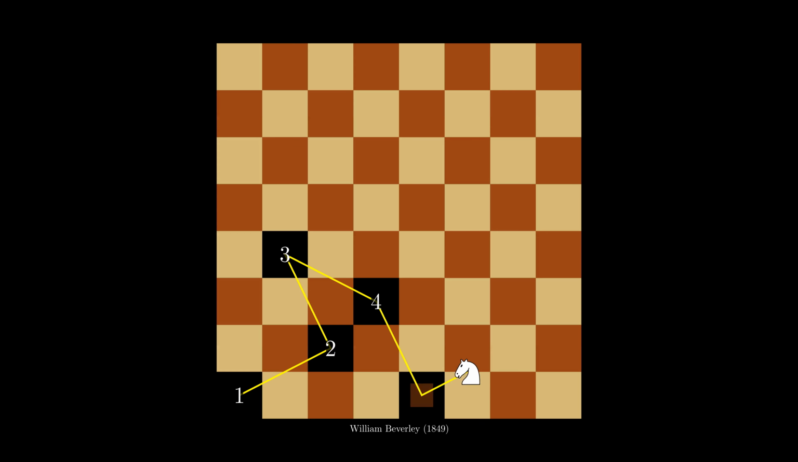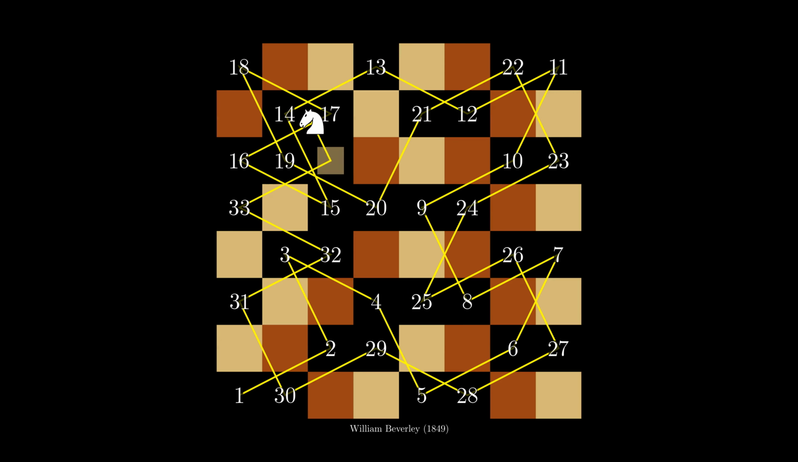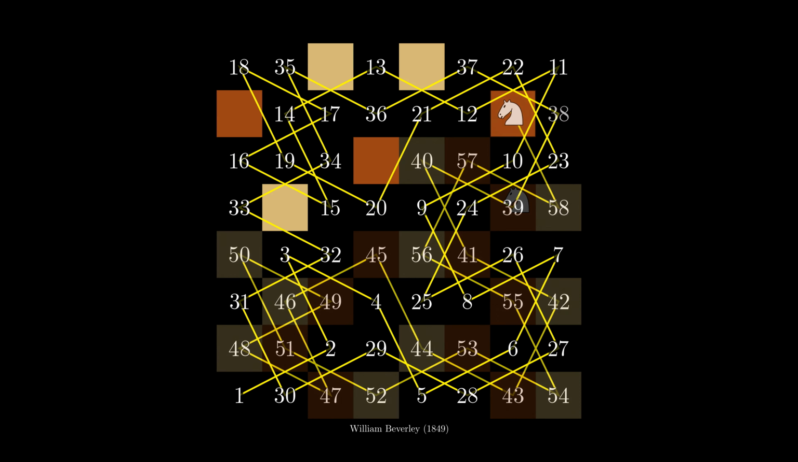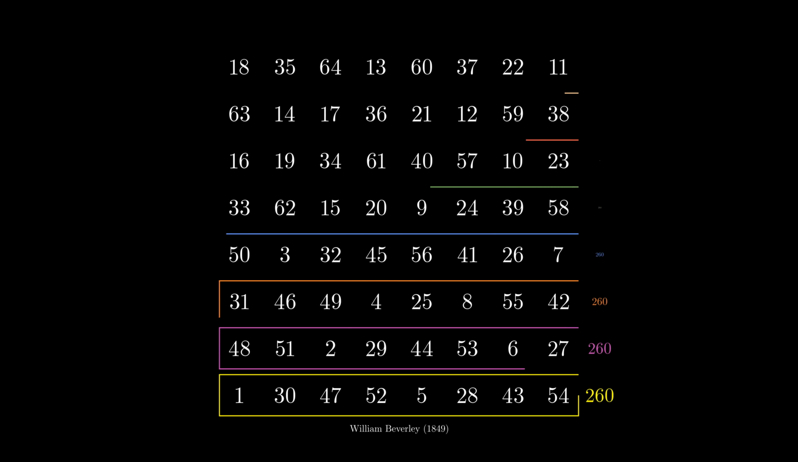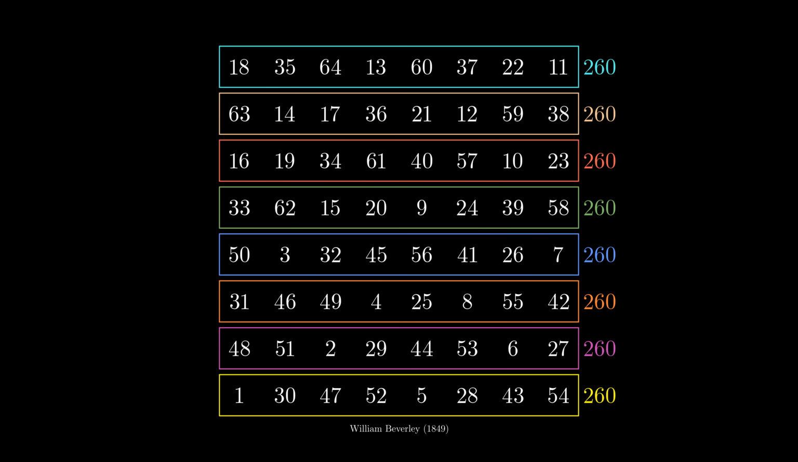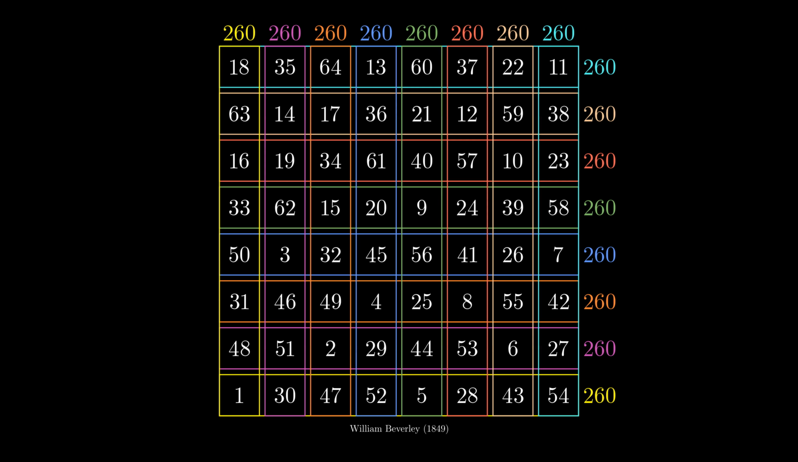A bit of street magic now. Let's number the squares in the order the knight visits them. Can we turn the result into a magic square? A semi-magic square is possible. Here's the animation. The sums of the numbers in each row equal 260, and the same holds for each column. It's only the diagonal sums that differ.